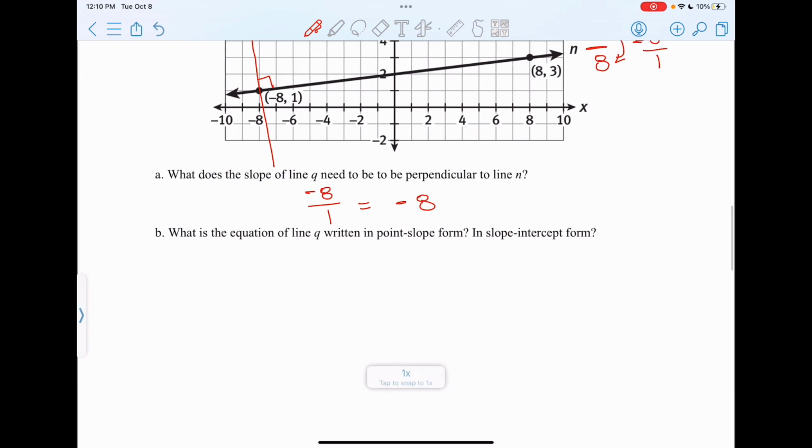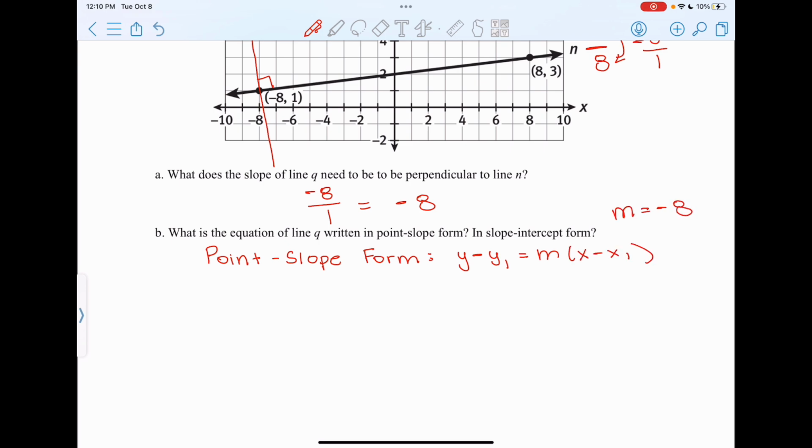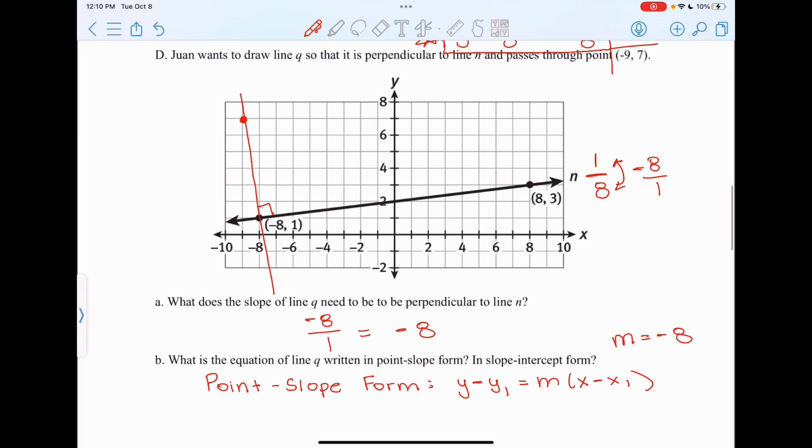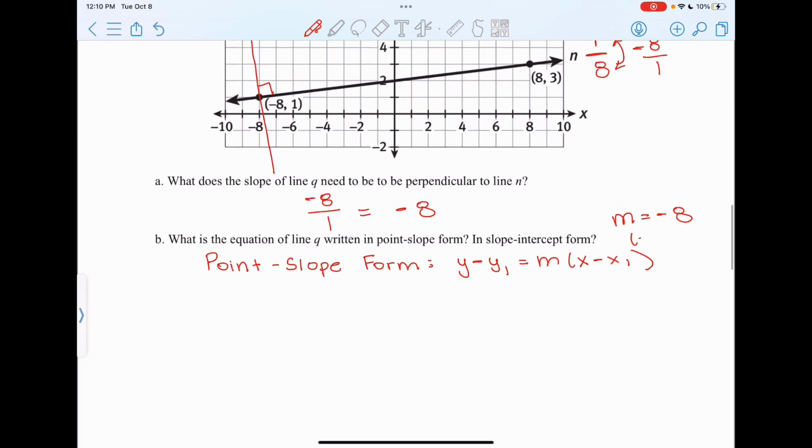Now let's write the equation. I'm going to rewrite our point-slope form down here. Our slope is -8. And remember, our perpendicular line needs to pass through the point -9, 7. That is our x1 and our y1. So I'm going to plug in these values. y minus 7, which is y1, equals our slope, which is -8, times x minus -9. And since I have two negatives right next to each other, that's going to turn to a big plus. That is my point slope form.